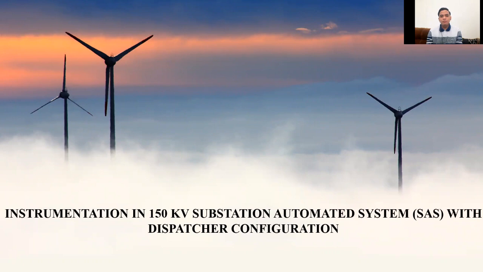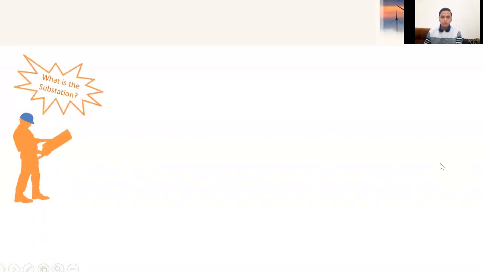Today, I will present about instrumentation in the 150 kilovolt substation automation system, or SAS, with dispatcher configuration. Okay, before we talk about our main topic today, I will explain to you what a substation is and what components are included at the substation.